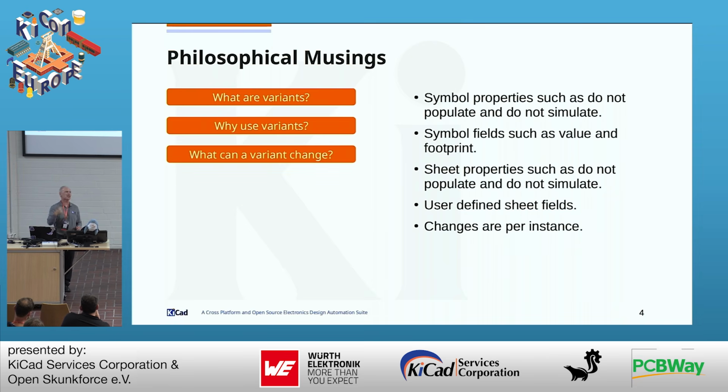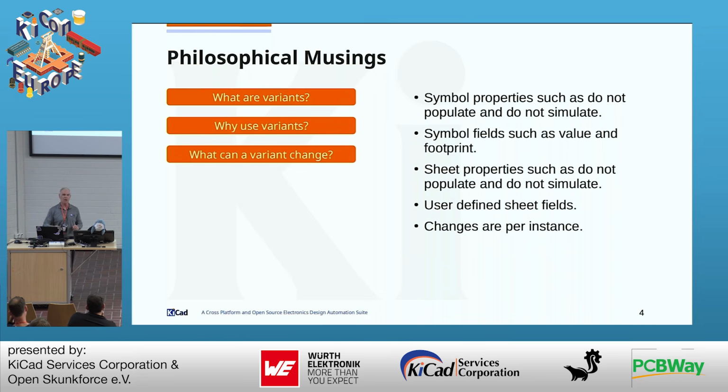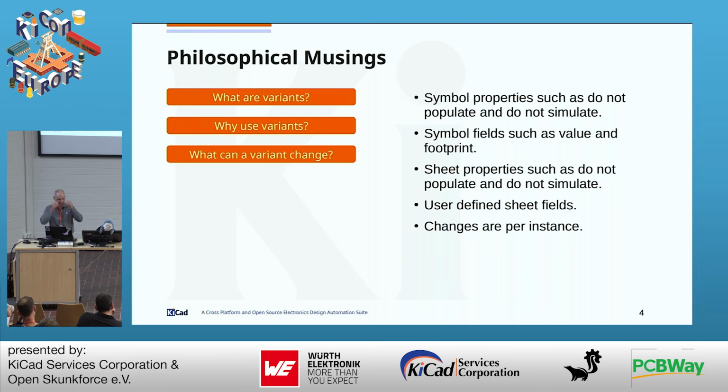So anytime you start reusing the schematic more than once, whether it's in the current design or across multiple designs, you're going to end up with instance data. So that's an instance. That's the 10-second ticker. So variants are directly related to instance data. And they have to be.